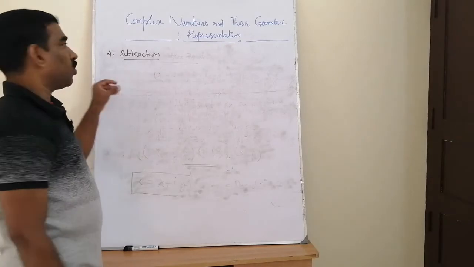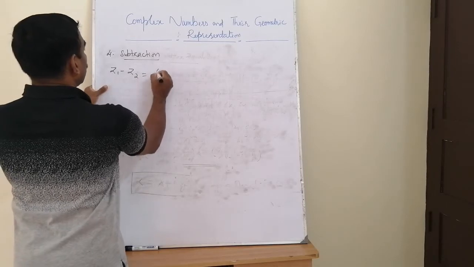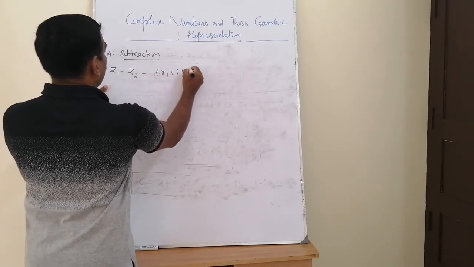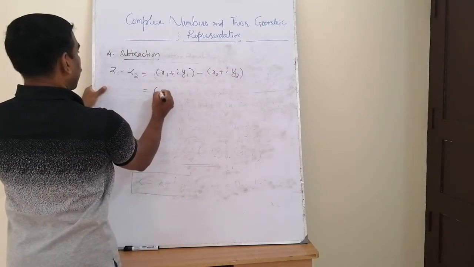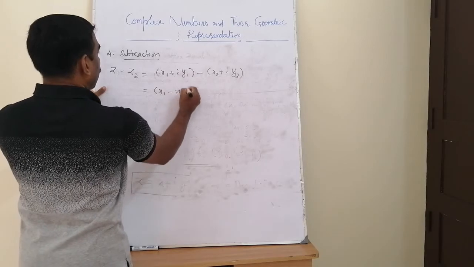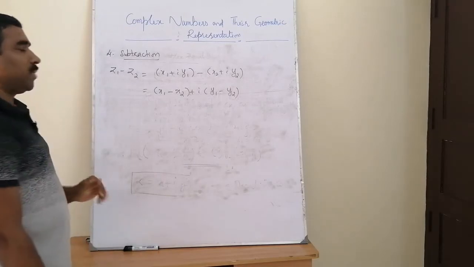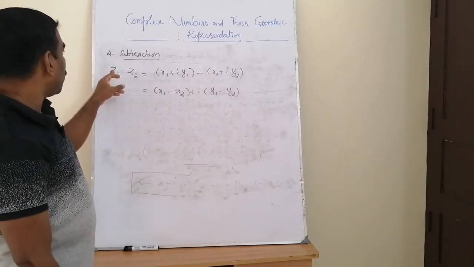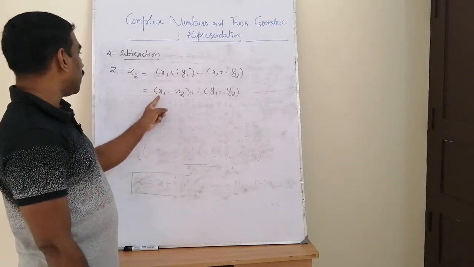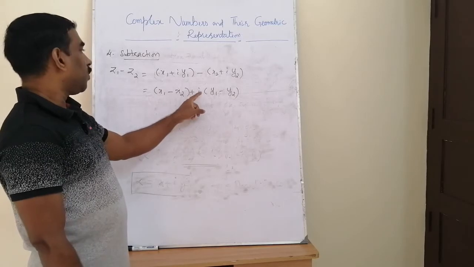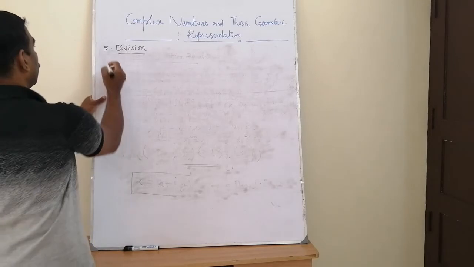Now see another operation, subtraction of complex numbers. So z1 minus z2 is equal to x1 plus iy1 minus x2 plus iy2, which, arranging the real part and imaginary part separately, is x1 minus x2 plus i into y1 minus y2. So this is the definition of subtraction of two complex numbers. The difference of two complex numbers z1 and z2 is another complex number with the real part the difference of their respective real parts, that is x1 minus x2, plus i into the difference of their imaginary parts. Next, let us see the operation of division.